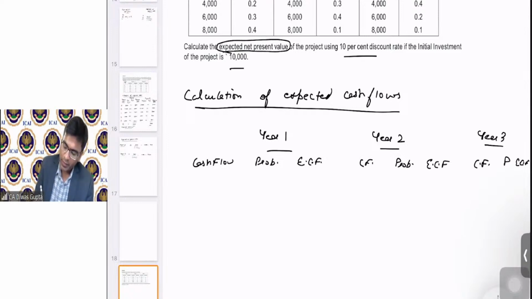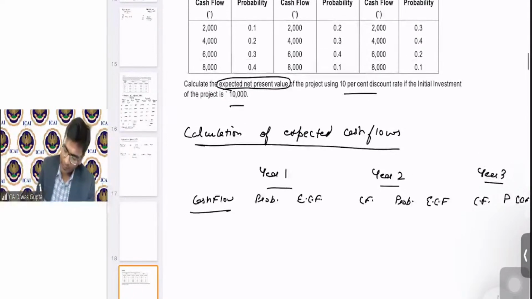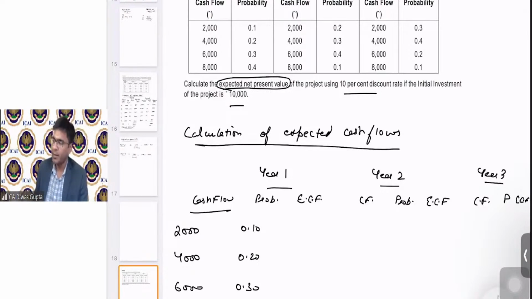Okay, students. So the cash flows are 2,000, 4,000, 6,000, and 8,000. 1, 2, 3, 4. Right? 40%, I mean. So this is 200, 800, 6 3s are 1,800, 8 4s are 3,200.